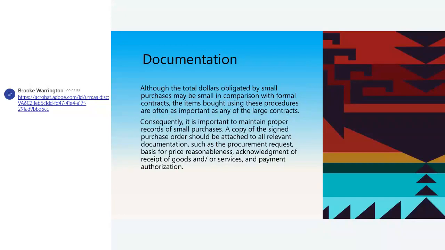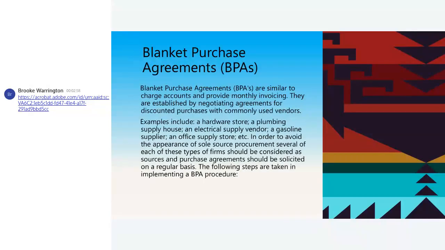You need to document everything. Although your total dollars obligated by small purchases may be small in comparison with your formal contracts, your items bought using those procedures are often as important as your large contracts. Consequently, it's important to maintain proper records of your small purchases. A copy of your signed purchase order should be attached to all relevant documentation, such as your procurement request, basis for your price reasonableness, acknowledgement of receipt of goods and/or services, and your payment authorizations.